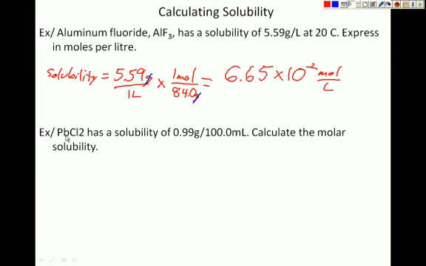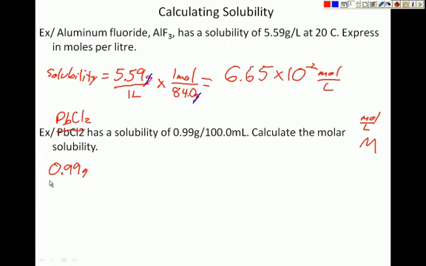Now here's another question, and we have lead chloride, PbCl2, which has a solubility of 0.99 grams per 100 mL, and it says calculate the molar solubility. Now molar solubility is just another way of saying moles per liter, or in other words, molarity. Or maximum molarity.